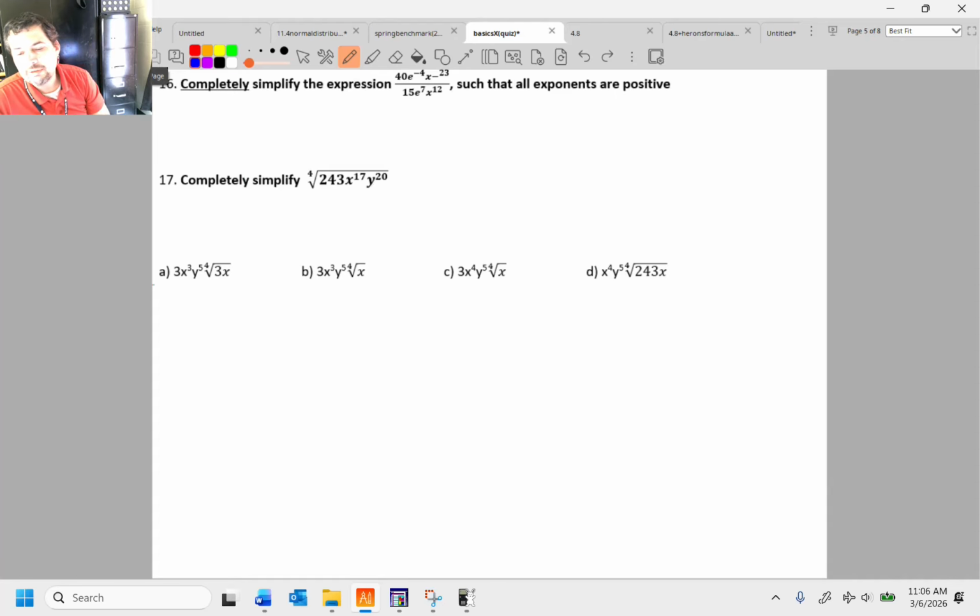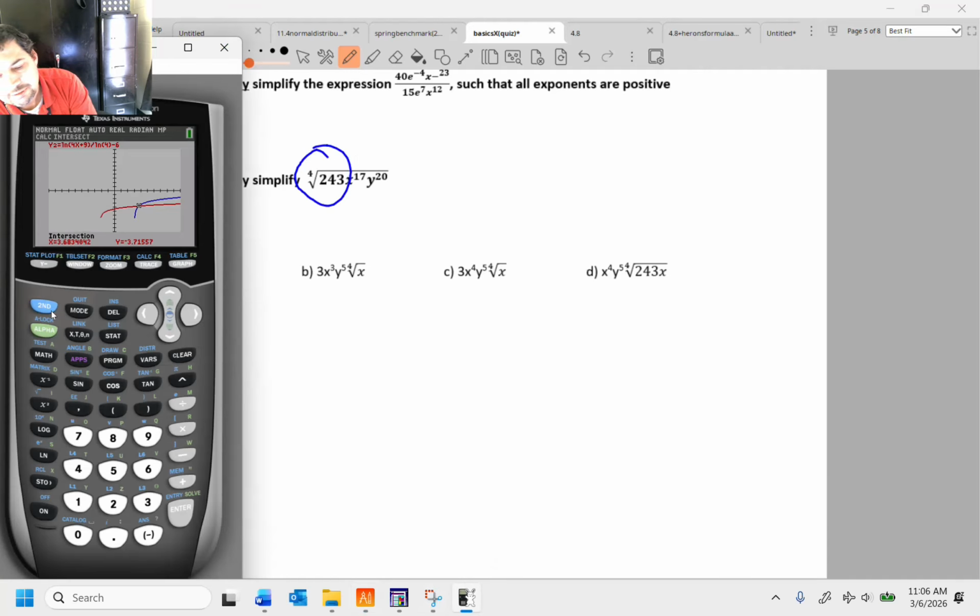All right, moving on backward to 17. Completely simplify this thing. So this is a fourth root, and I wasn't trying to trick anybody here, but 243 to the 1/4.